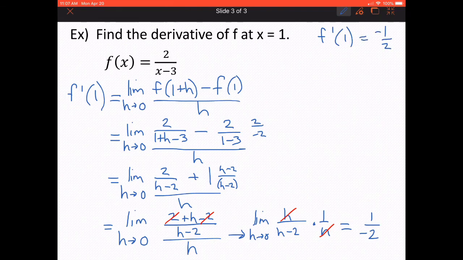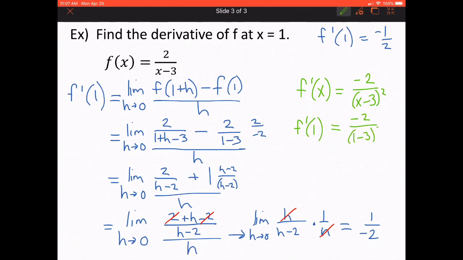Now that's one way you could do it, but because we already found the derivative for any value of x, we can go back to what our answer was on the previous one. So we knew that f prime of x was negative 2 over x minus 3 squared, and I can just plug in 1 from there. So negative 2 over 1 minus 3 squared, that gives me negative 2 over negative 2 squared is 4, and so we find that the derivative at 1 is negative 1/2 again.